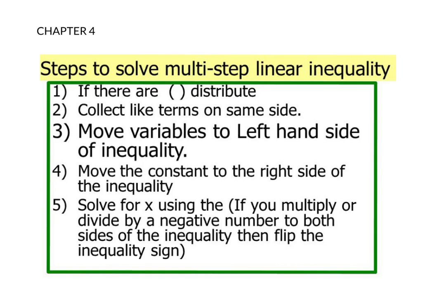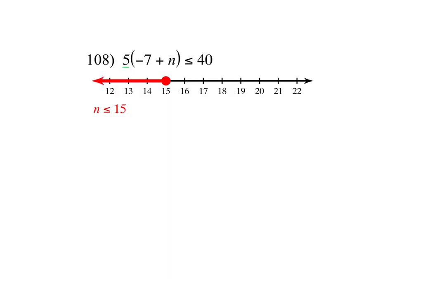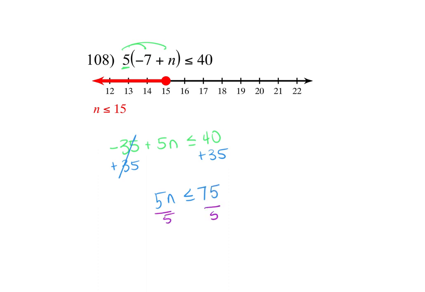All right, and then you're going to treat it just like an equation. So I'm going to distribute this 5 through. I'm going to say 5 times negative 7, 5 times n. All right. I'm going to add the 35 to both sides just like I would. 5n is less than or equal to 75. Then I'm going to divide both sides by 5. N is less than or equal to 15. You'll notice it is a closed circle, or equal to. I started at the 15. Everything less than is what I shaded.